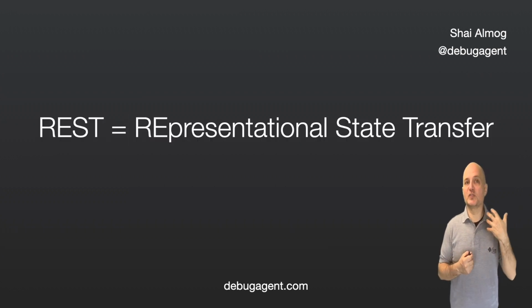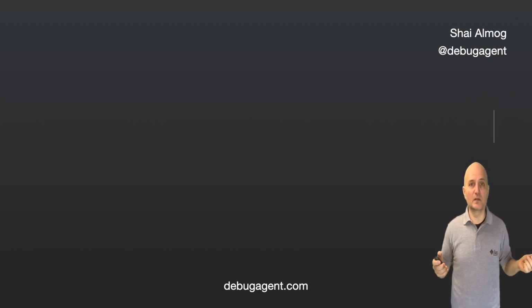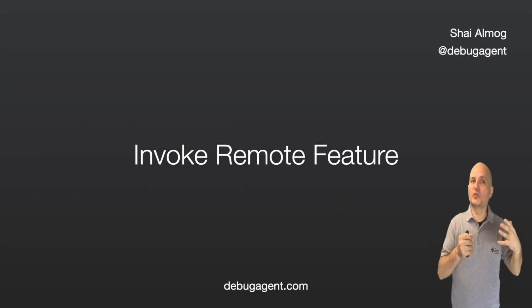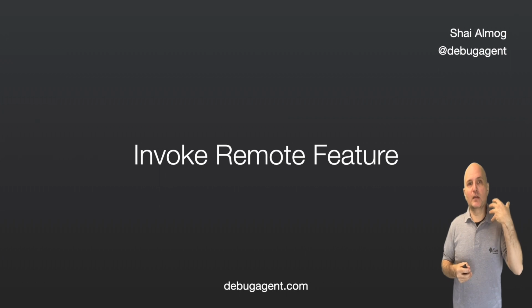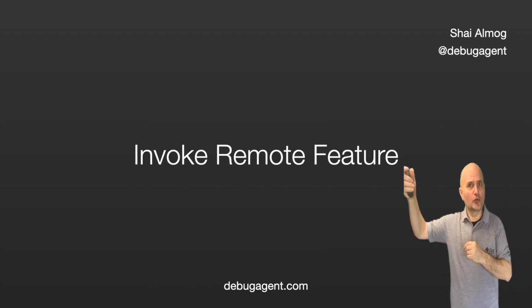REST stands for Representational State Transfer. It's an acronym that might tell you something later on, but it's really not crucial at this point. The main thing you need to understand about REST is this. We can use it to invoke a remote feature. You know how we invoked a method and it did all sorts of work for us? What if I can invoke a method from a big company? I can ask Google about street addresses. I can ask Facebook about my social graph.